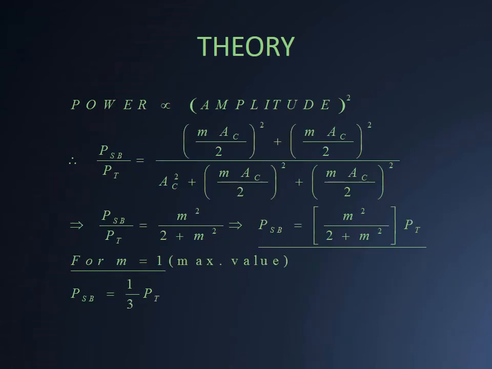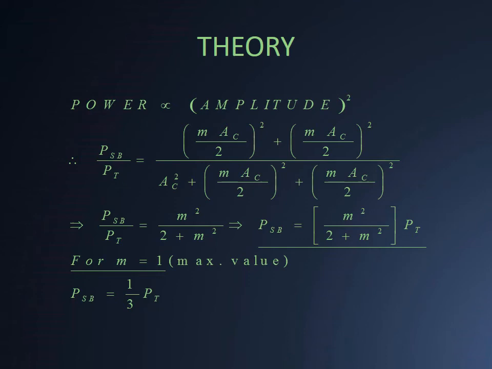Now let us discuss the power associated with sidebands. We know power associated with any signal is directly proportional to square of its amplitude. So we can write the ratio of power associated with sidebands to the power associated with complete AM wave as (mAc/2)² + (mAc/2)² divided by Ac² + (mAc/2)² + (mAc/2)². After doing some mathematics, we can reach at the result that power associated with sidebands is equal to m²/(2 + m²) multiplied by power total associated with AM wave.